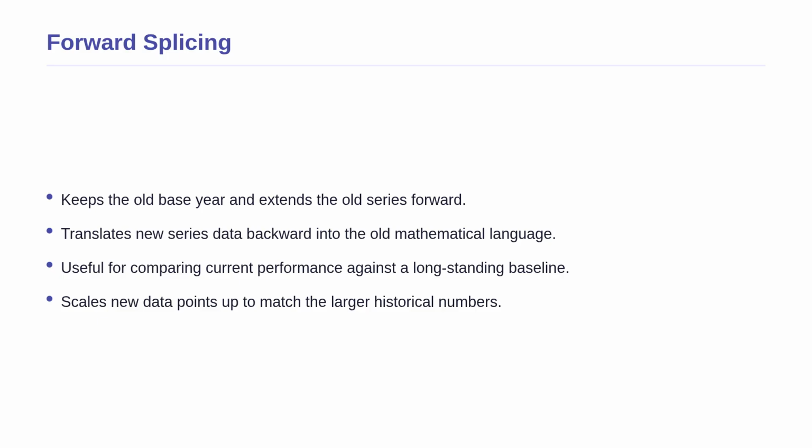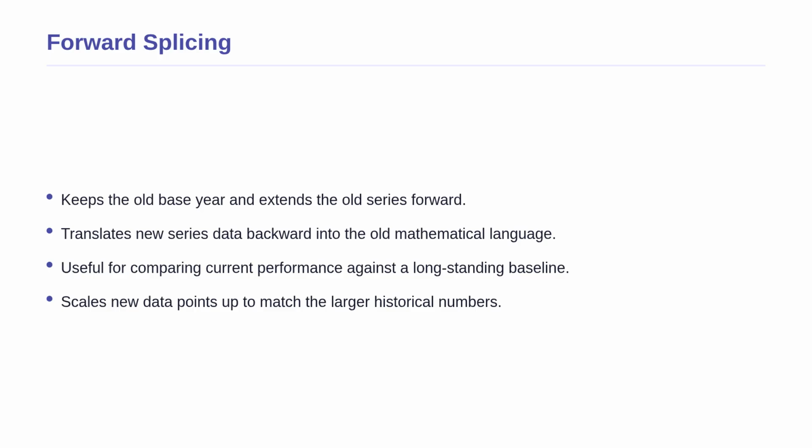Having seen the visual, let us focus specifically on the upper dashed line, forward splicing. Why do we use this specific technique? We use forward splicing when we want to keep the old base year and extend the old series forward into the future using newly collected data. We are essentially translating the new series backward into the mathematical language of the old series. This is highly useful when a company has decades of historical data and wants to see how current performance stacks up against that original long-standing baseline. By forward splicing, the new data points are scaled up to match the larger numbers that the old series reached before it was discontinued.